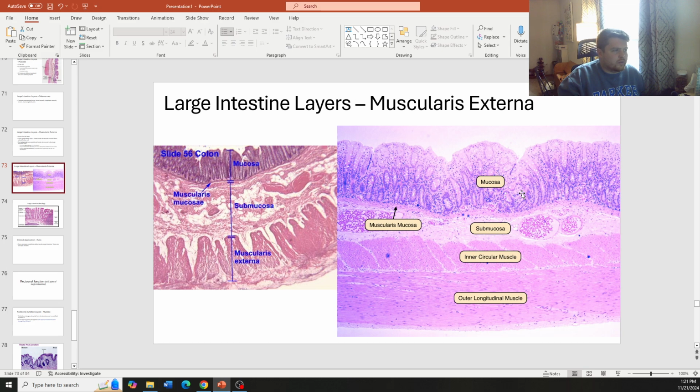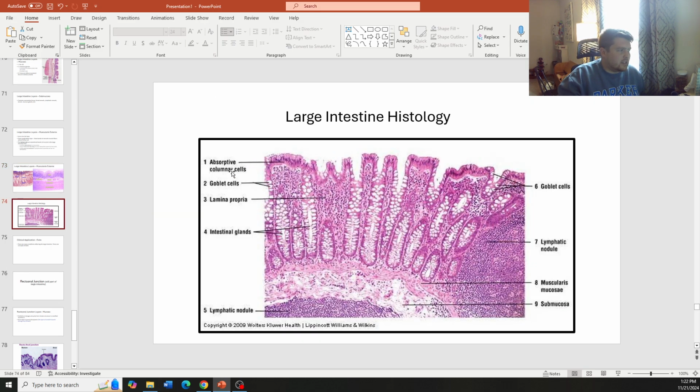Here's again what all these layers look like. We have the inner circular layer, the outer longitudinal layer, the mucosa, the submucosa, all that kind of good stuff. Again, just a repeat of this. We have all the different cells in here, lymphatic nodules, all that good stuff.